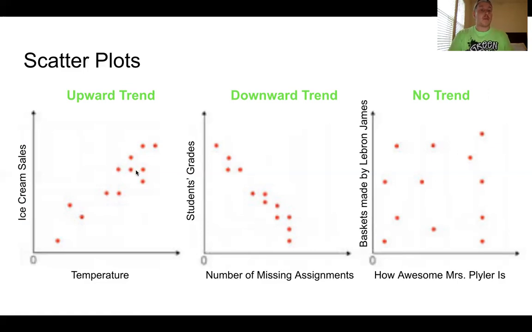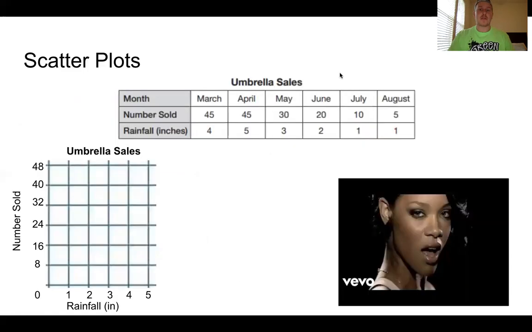So again, we've got an upward trend when the dots are going up. We've got a downward trend when the dots are going down. And when the dots are all over the place and kind of funky, there's no trend at all. So we know how to read a scatter plot. It's just like reading a coordinate plane. Now we're going to take a look at how we can make one. And we're going to make one by looking at some umbrella sales.